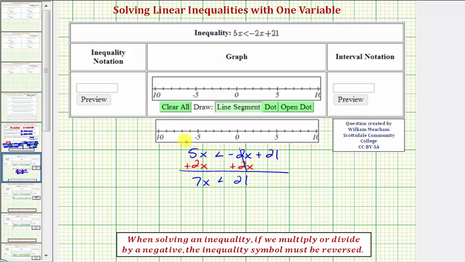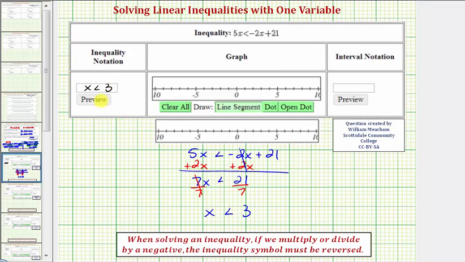So to solve for x, we divide both sides by positive 7. We're dividing by a positive 7, so we do not reverse the inequality. 7 divided by 7 simplifies to 1, so we have 1x, or just x, is less than 21 divided by 7 equals 3. So this is our solution using inequality notation. Again, we have x less than 3.